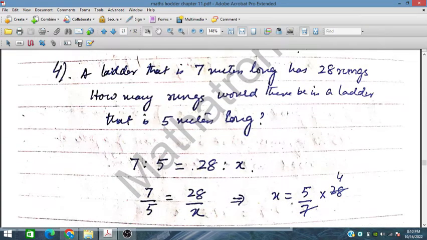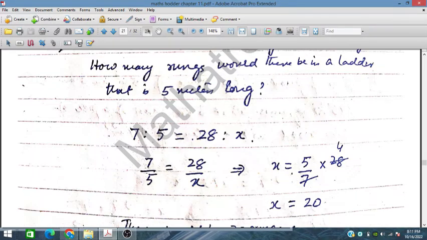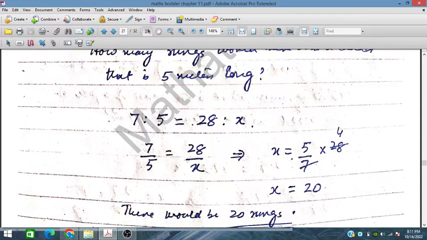A ladder that is 7 meters long has 28 rungs. How many rungs would there be in a ladder that is 5 meters long? So 7 by 5 is a ratio in length, so the rungs should also be reduced. So 7 by 5 and 28 by x. We can calculate this x easily. This is 20 rungs. It should be reduced because the length is reducing, so this should also be reduced. So this is 20.